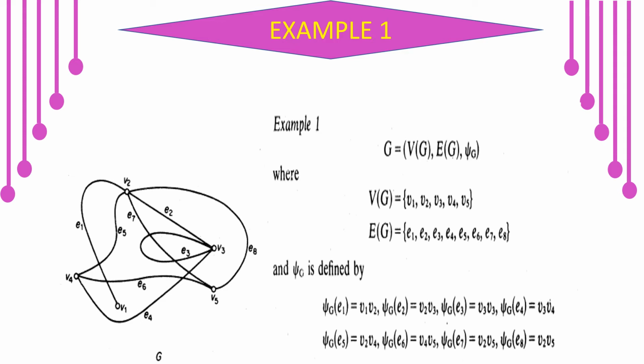And here we have the graph like this. The edge E3 denotes a loop, and the edges between V2 and V5 represent parallel edges. Other edges are normal edges.